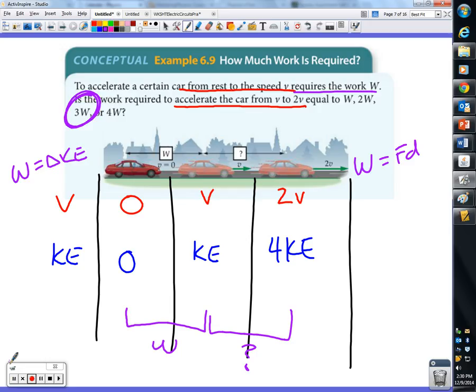Does that make sense? Yes, no, maybe? Right. We're looking at that relationship and how velocity affects the kinetic energy, right? It affects it by the square of the velocity, but going from this initial amount of kinetic energy to this amount of kinetic energy is an increase of 3. That's why 3W is the amount of work that needs to be done. Okay? Good? All right.